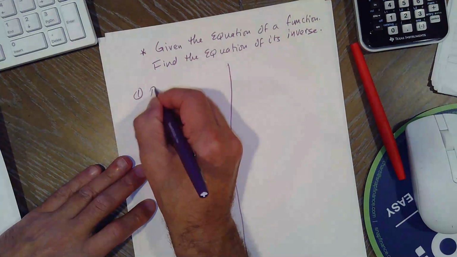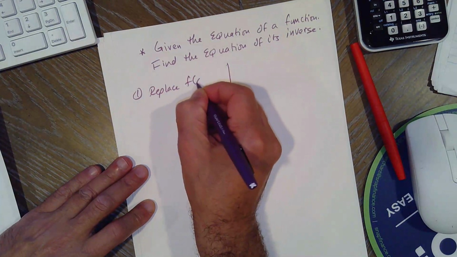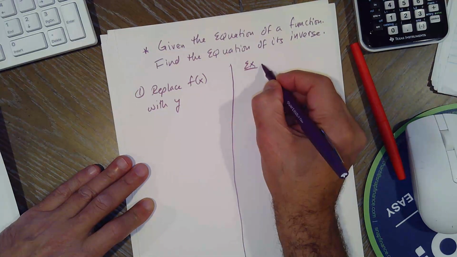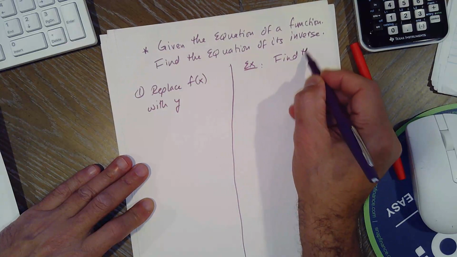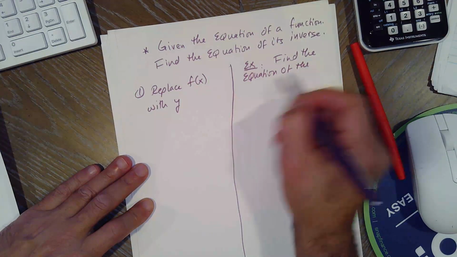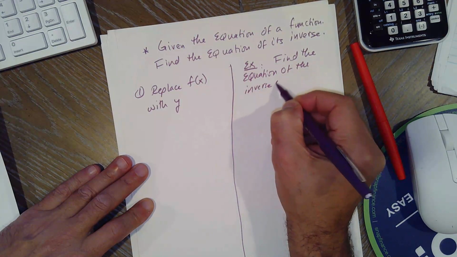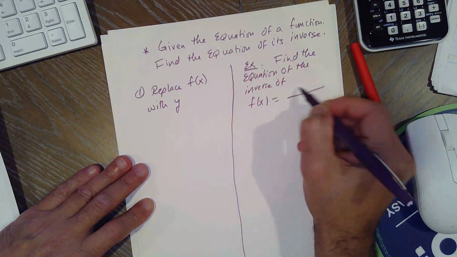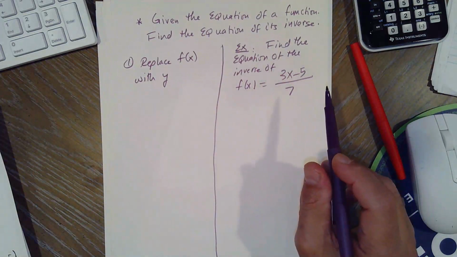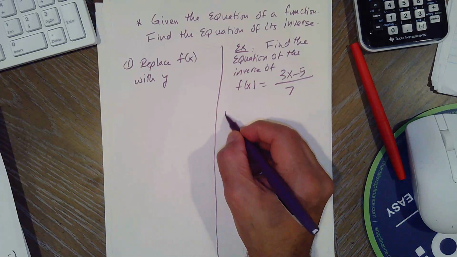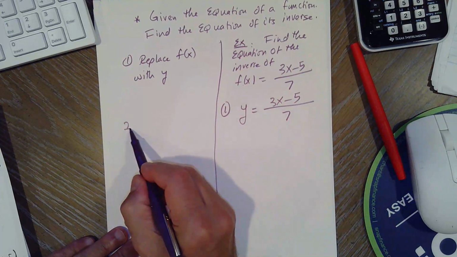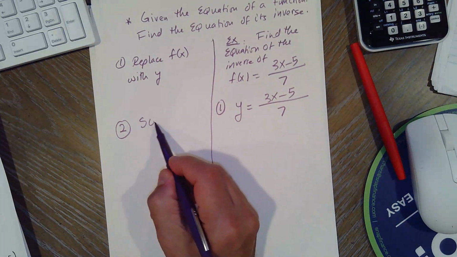The first thing is you're going to replace the original function, whether it's f or g, with y. For example, find the equation of the inverse of f of x equals (3x minus 5) over 7. So the first step would be replace f of x with y, and you will see why we're going to do that, because the second step would be swap x and y.